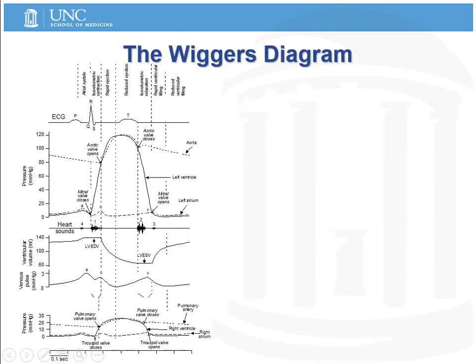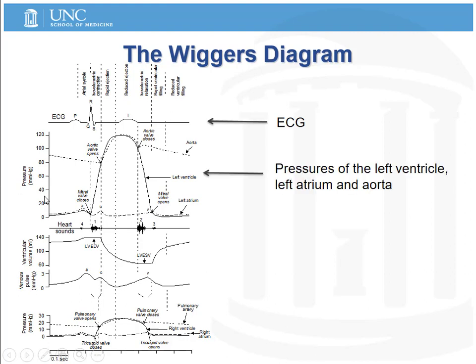The Wiggers diagram represents all the events happening during one beat of the heart and shows how they align according to time. At the top, there's the ECG, or the waves of depolarization and repolarization of the cardiac muscle. Next are the pressure waves for the left heart, including the ventricular pressure wave, the aortic pressure wave, and the much lower atrial pressure wave. Opening and closing of the mitral valve and the aortic valve are also indicated on this portion of the diagram because these events depend on changes in pressure.